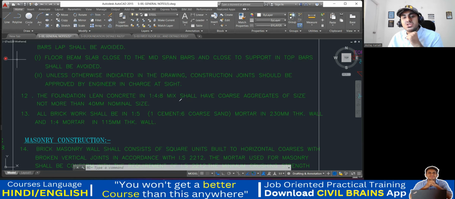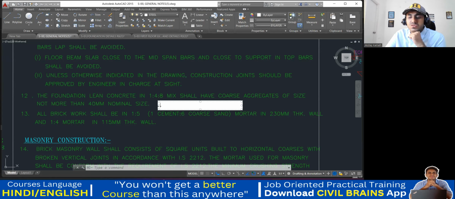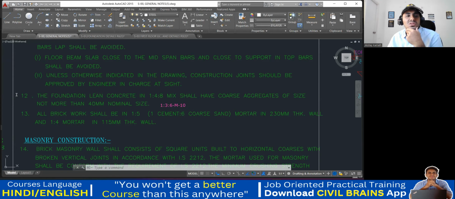Sometimes people use a ratio of 1:3:6. So this grade is called M10 grade of concrete. So you can even use M10 grade of concrete for the PCC. Another name for PCC is lean concrete. Got it? Fine. Simple.